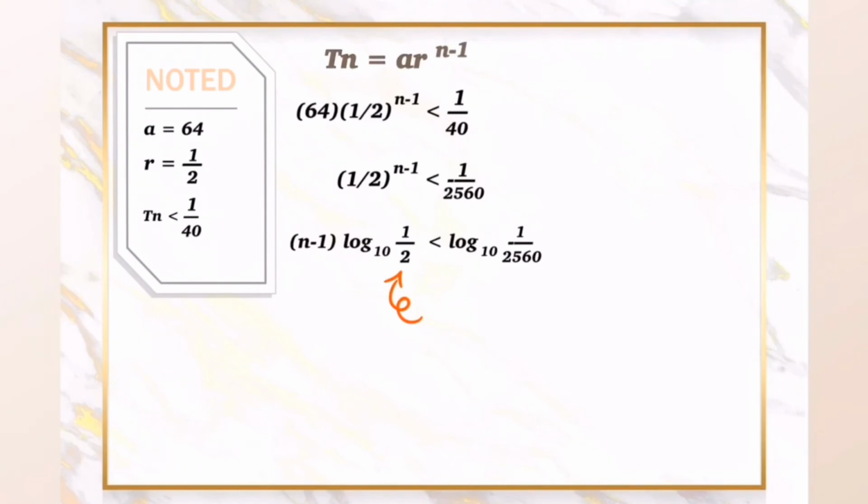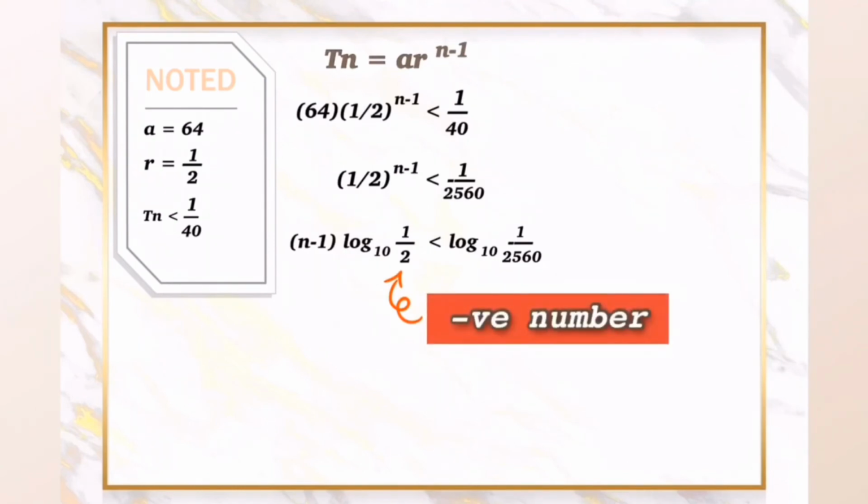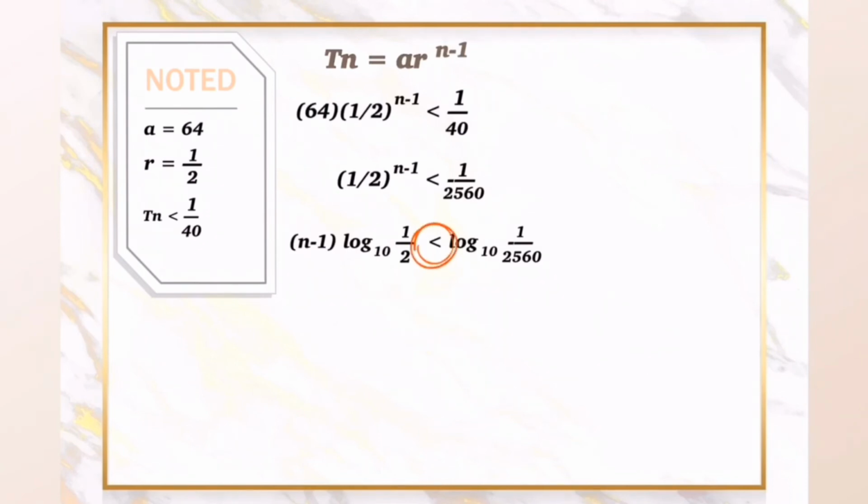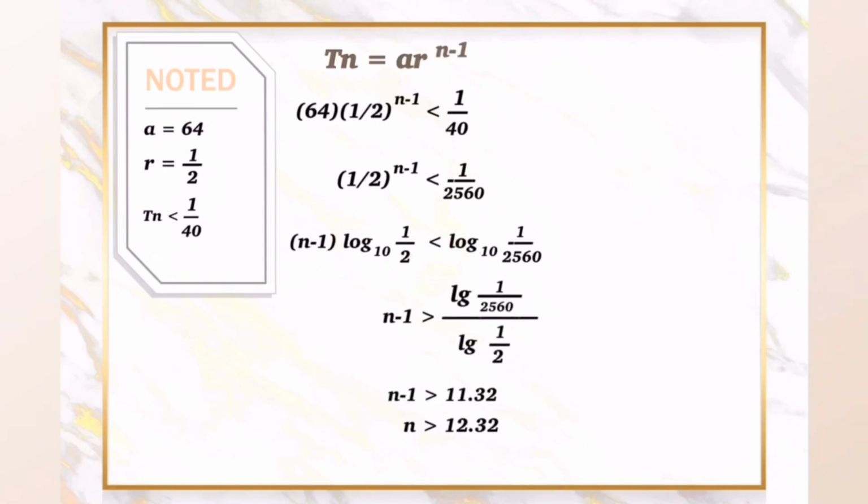We know that 1/2 is a value which is less than 0, which means it is a negative number. Therefore, when we bring it to the other side, the sign of inequality must be inverted. Continue solving and we will get n is more than 12.32. But since the question wants us to find the number of term, and of course there is no such thing as term 12.32. Therefore, the final answer is n equals 13.